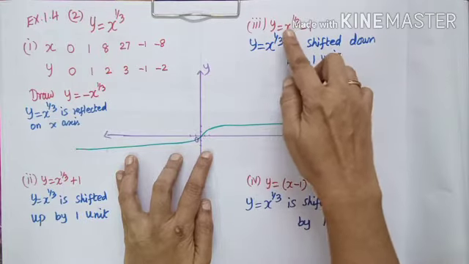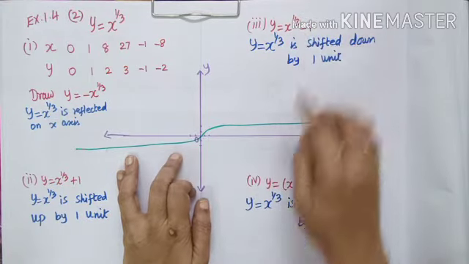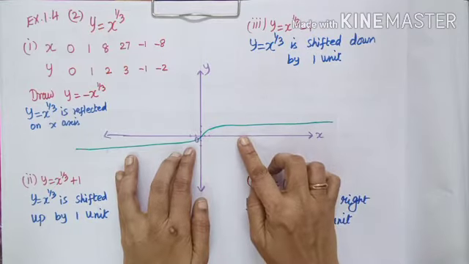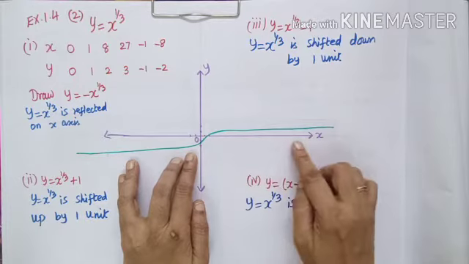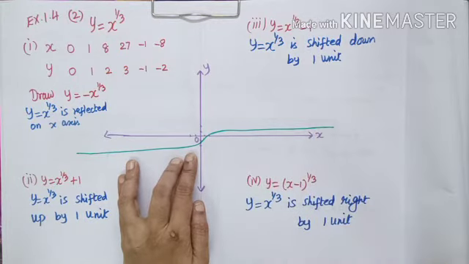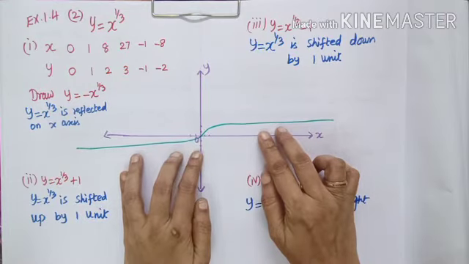Third question, we want x power 1 by 3 minus 1. So minus 1 tells me shift it down by 1 unit. So this is the diagram for x power 1 by 3 minus 1. This is x power 1 by 3.